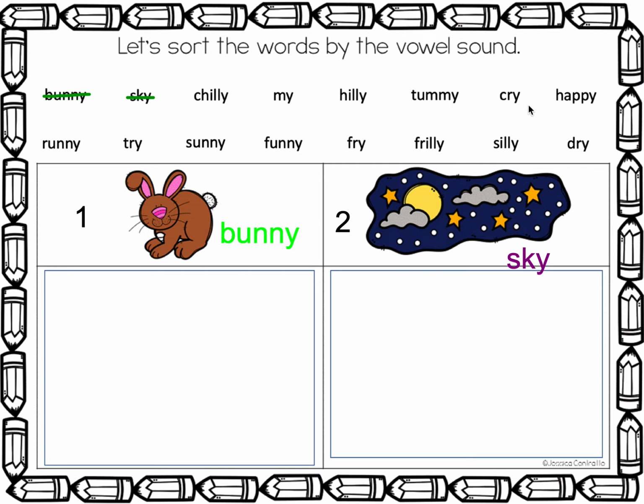Next one is cry. You're going to write cry and then one if it sounds like bunny on the end or two if it sounds like sky on the end. Next is happy. If it sounds like bunny on the end, you're going to write happy and then the number one. If it sounds like sky on the end, you're going to write happy and the number two.